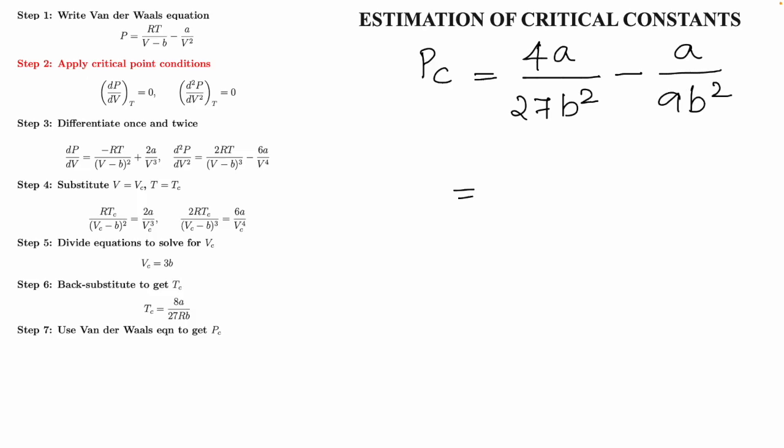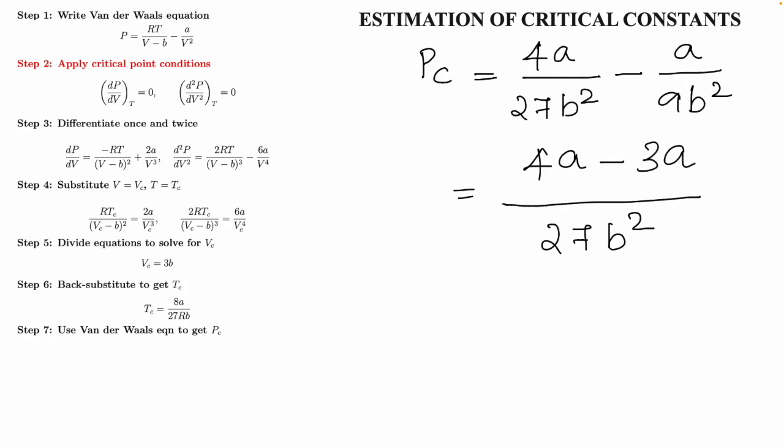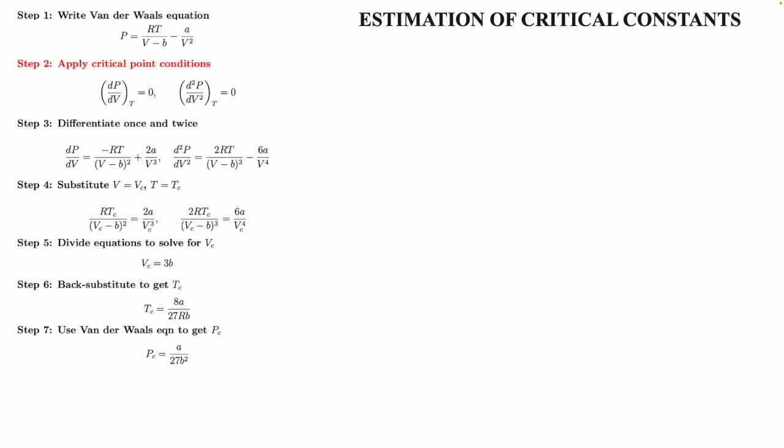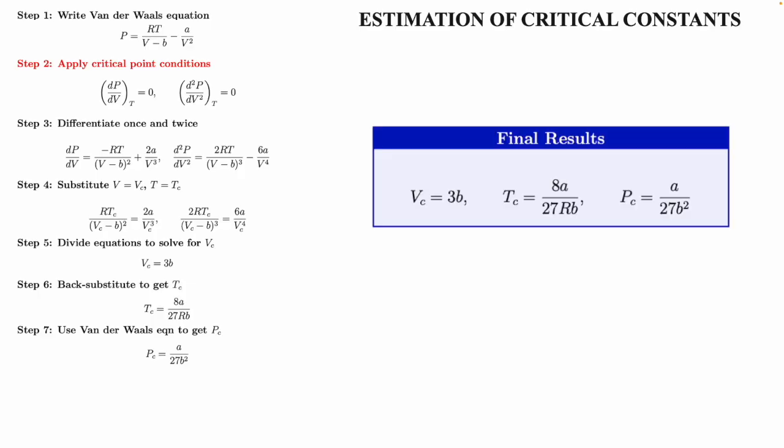So what is the LCM? That is 27B square. So we have 4A minus, 9 has to be multiplied with 3 to get 27, so we multiply that with the numerator as well. So 3A, which gives A by 27B square, that is Pc. That's it. This is the final result. You have Vc is equal to 3B, Tc is equal to 8A by 27RB, and Pc is equal to A by 27B square.